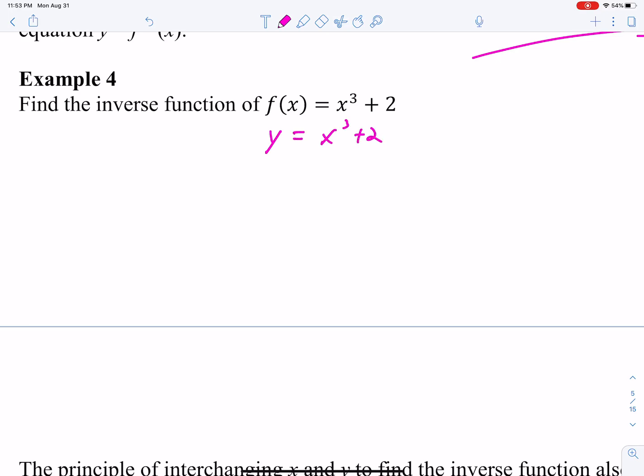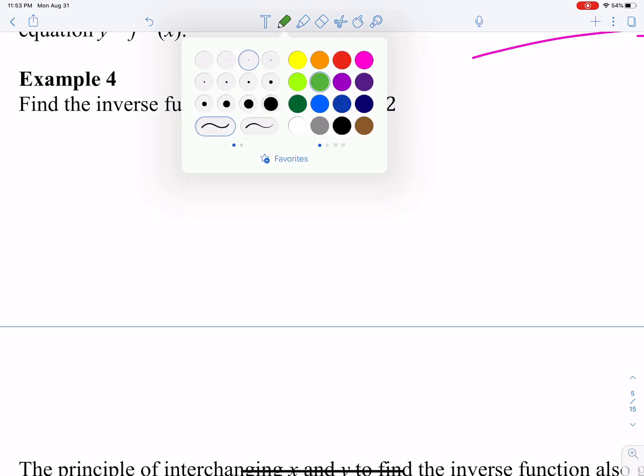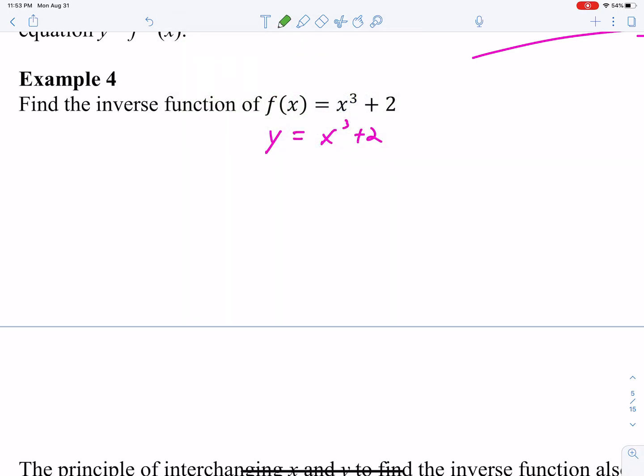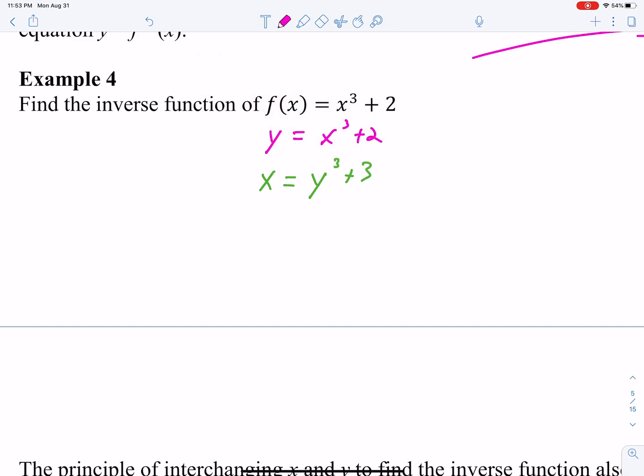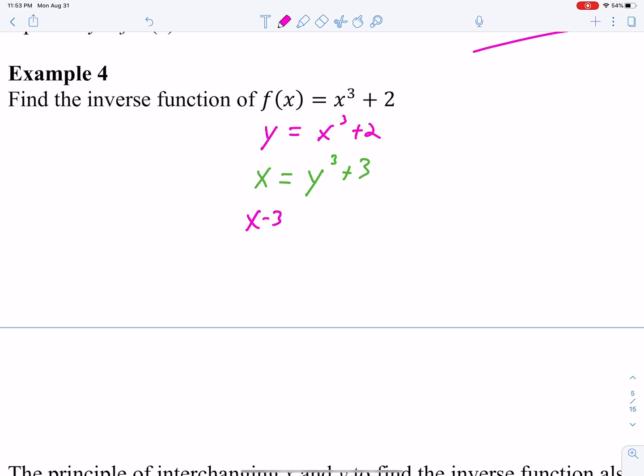Okay. Now again, we're magically, this is not algebraic, this is literally magic. We're switching the x's and the y's, leaving everything else the same. In other words, we're going to say x equals y cubed plus 3. Okay? We switch the x's and the y's. And then we just solve for the new y, right? So we'll subtract 3.